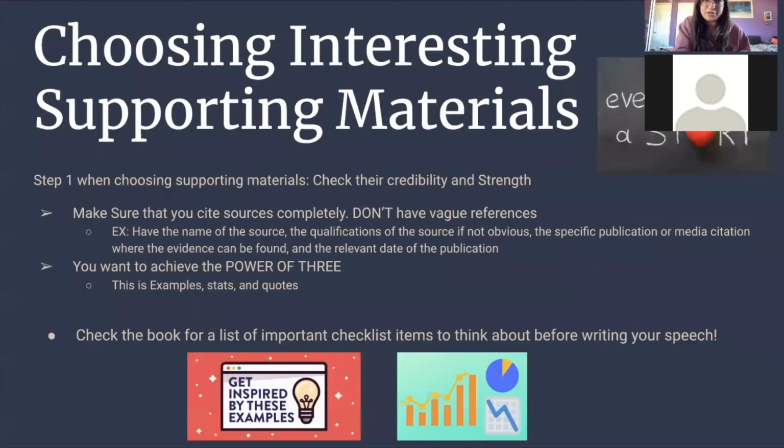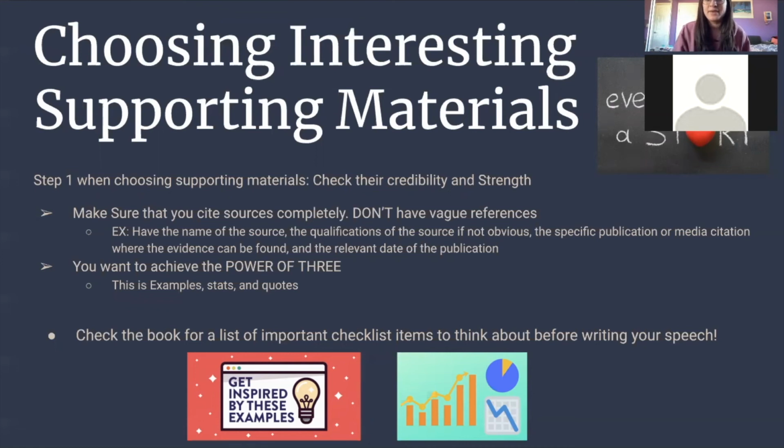And finally, choosing interesting supporting materials. This is crucial and super important. Step one when choosing supporting materials: check their credibility and strength. Something really important about chapter 4 and chapter 5 is credibility. We want to make sure that we are credible as speakers, and to do that, we need to look at the sources and the stats that we are getting and make sure that our information is credible so that we can then share credible information.